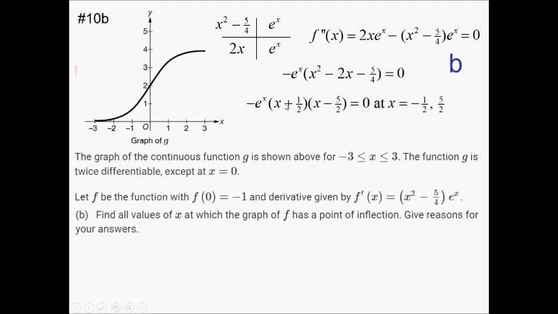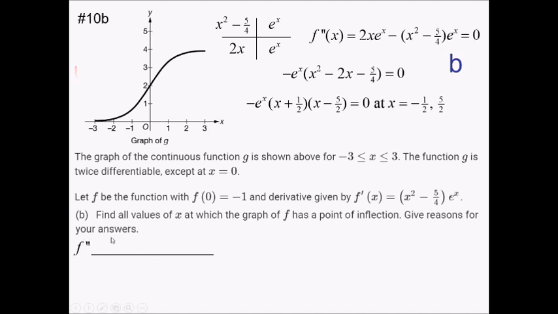So that gives us two things to put on an f double prime number line and do some sign analysis with. So I'm going to do that sign analysis down here because I've kind of run out of space up here. So there's my number line. This is an f double prime line. I've got to label it.